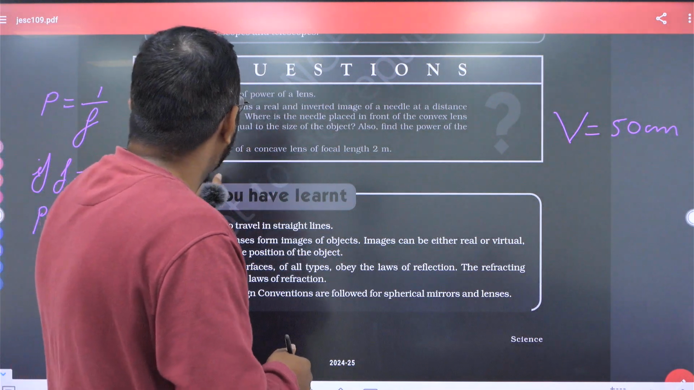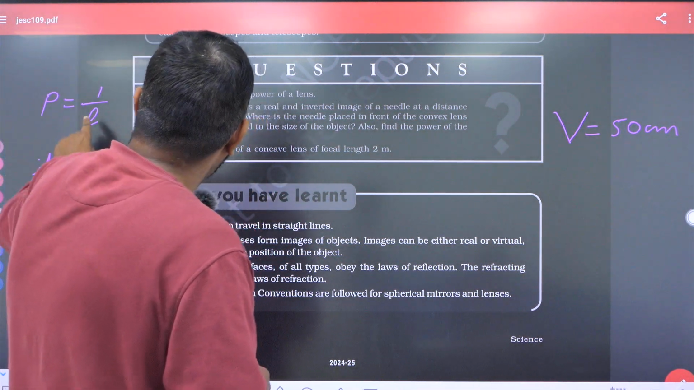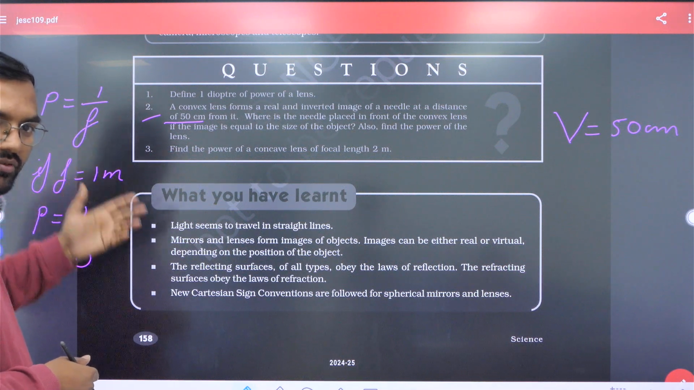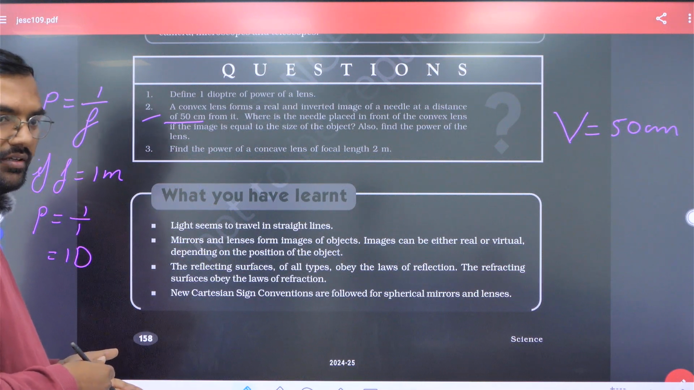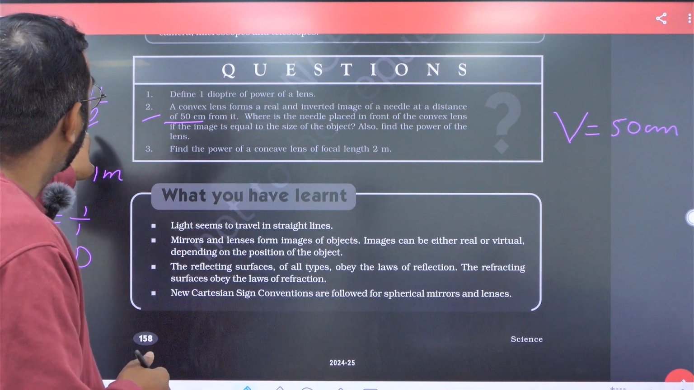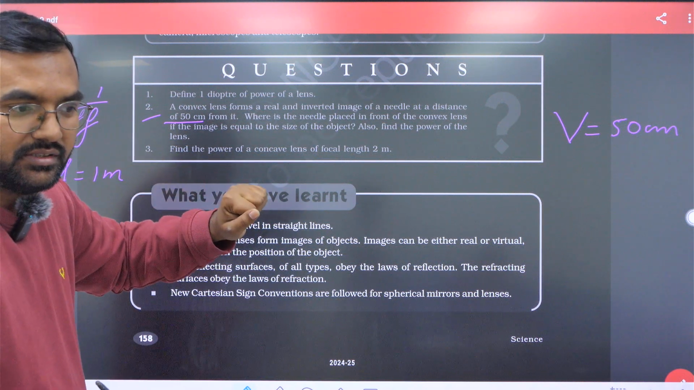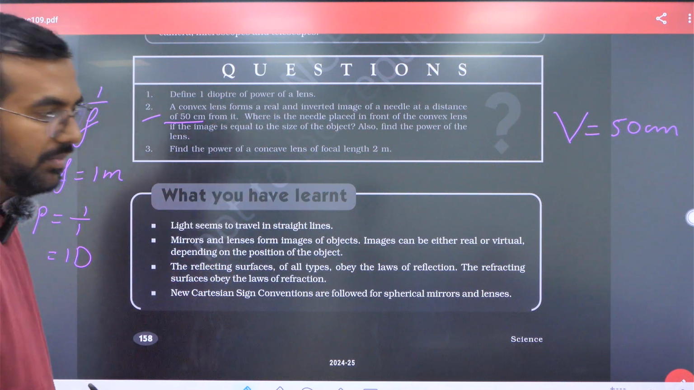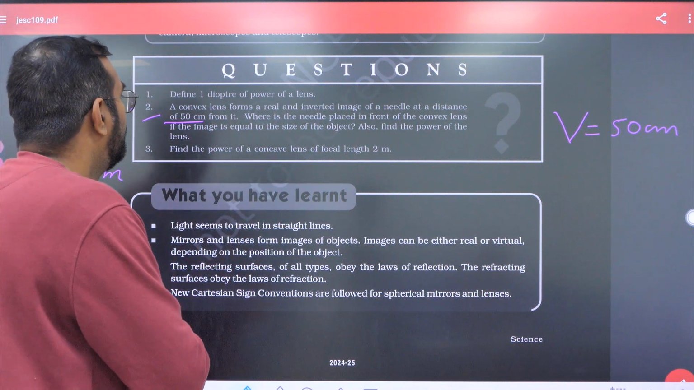Also find the power of the lens. By finding F, you can find power. Power will be 4 diopter. No, not 4 yet. Focal length will be 25 centimeter, that is equal to 0.25 meter. So the power will be 4 diopter.